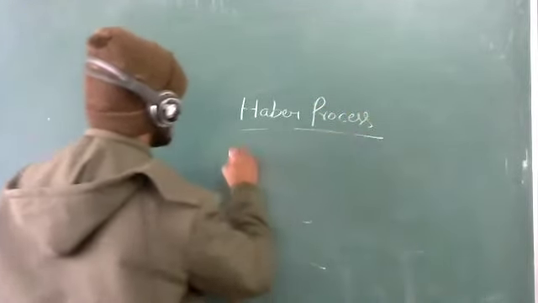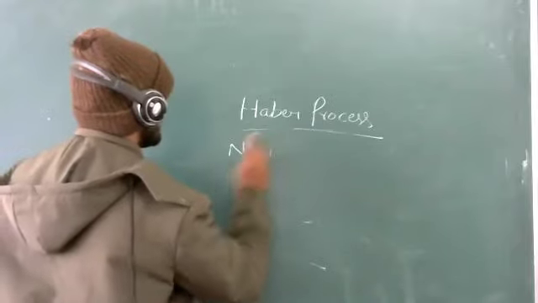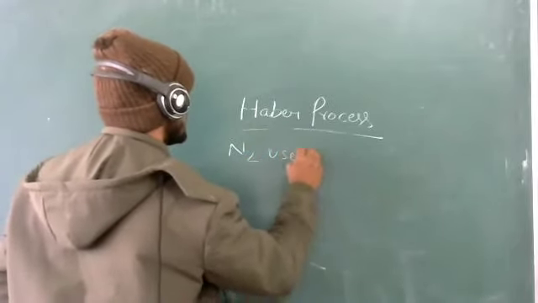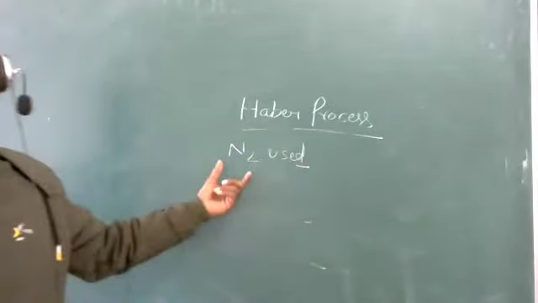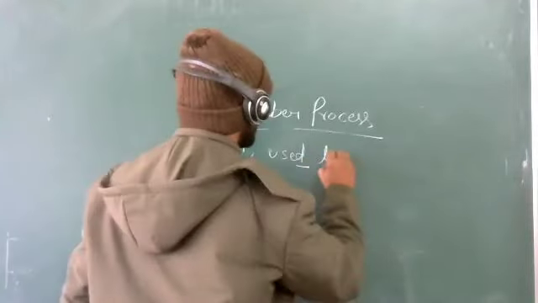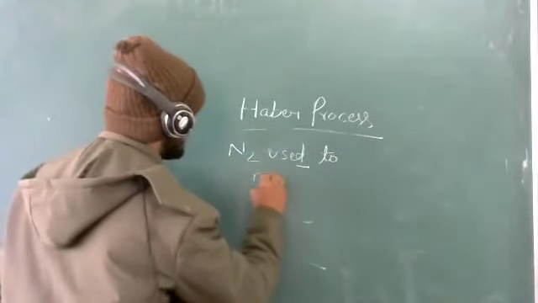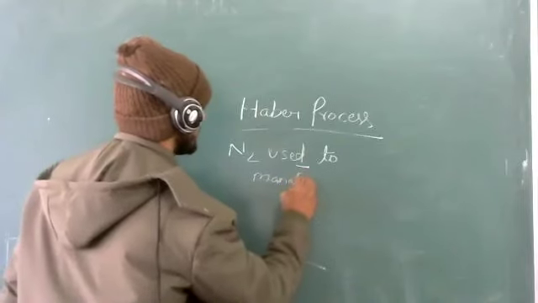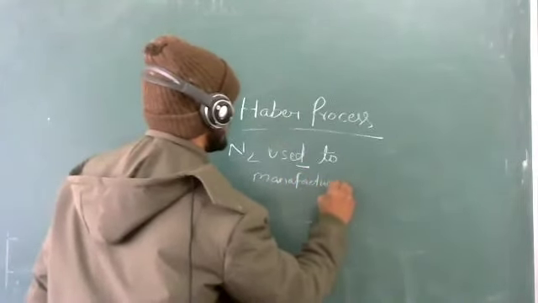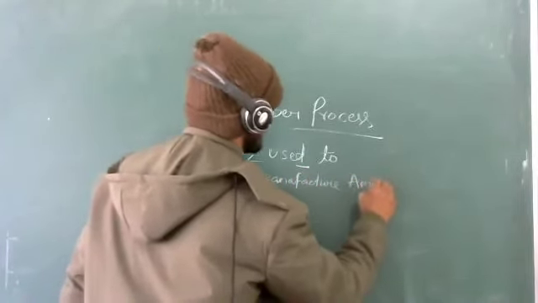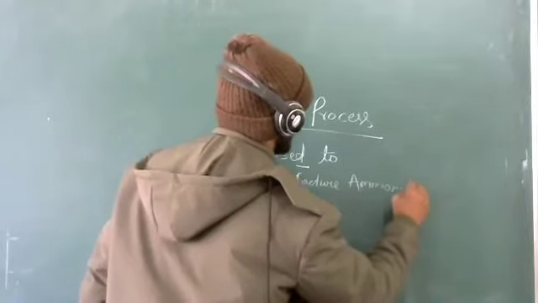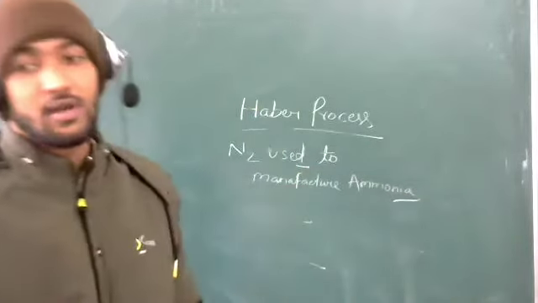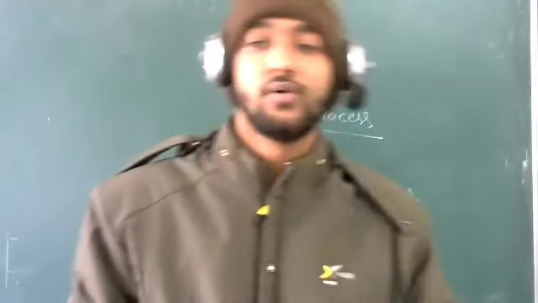So here we can write Haber process. Nitrogen, this is N2 meaning nitrogen gas, is used to manufacture ammonia. And ammonia is used to prepare fertilizer and also used as a refrigerant.